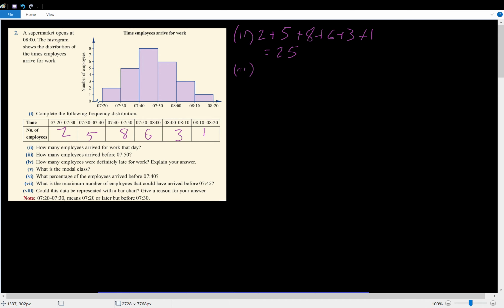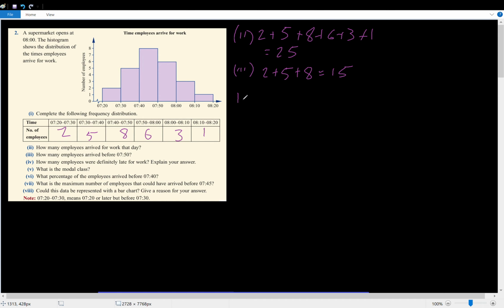For part 3, we're asked how many employees arrived before 7:50. So before 7:50, if I look at our diagram, it's just along there. So it's the first 3 rectangles on our histogram that represent employees showing up to work before 7:50. So that's going to be 2 plus 5 plus 8, which gives us 15. So 15 people showed up before 7:50.